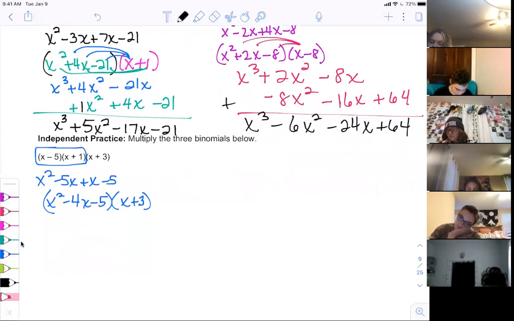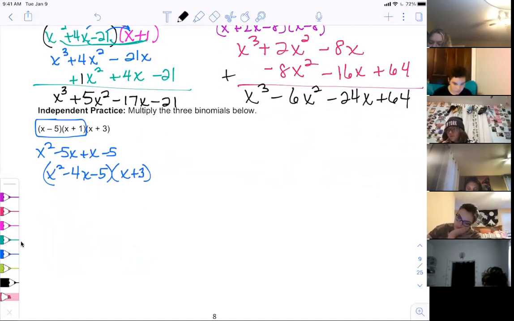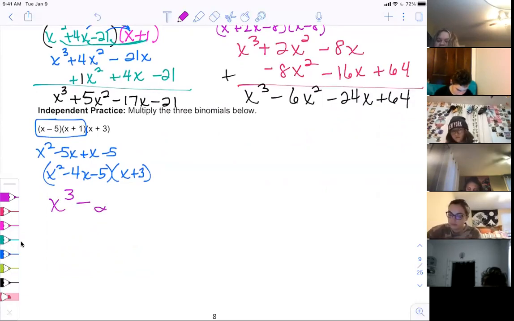So our last one, I multiplied the first two together again. And then we have this x squared minus 4x minus 5. And then we're multiplying that with x plus 3. So Annabelle, what do you have here? I have x to the third minus 2x squared minus 15x. And then under it, x squared minus 2x minus 15.